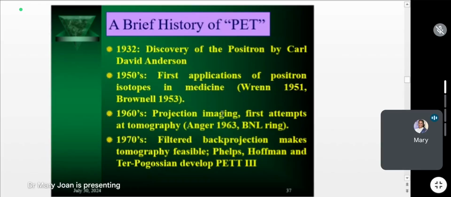Anger in 1963 developed the Anger camera and the BNL ring. And in the 1970s, filtered back projection makes tomography feasible. Phelps, Hoffman and Ter-Pogossian develop PET-3. So you can correlate it with CT, MR imaging, and the image reconstruction and all the computer technology which came into the picture.